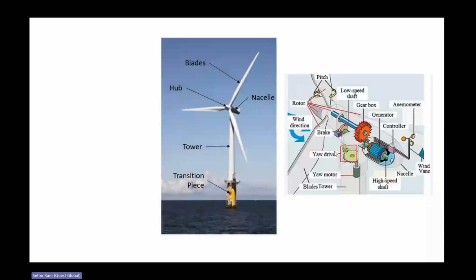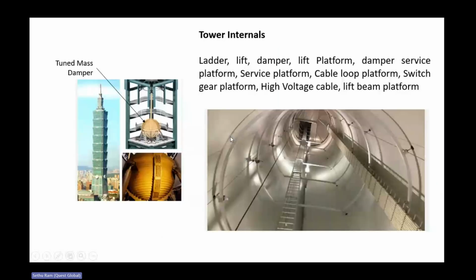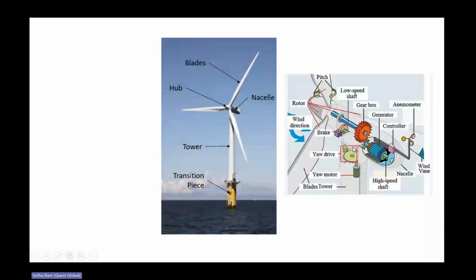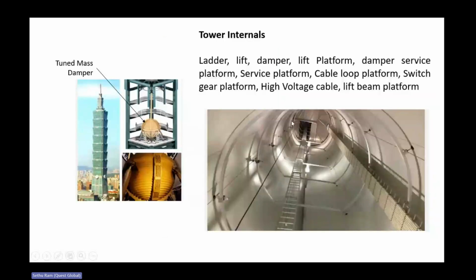Other than this, we have the tower. Whatever my energy domain experience is, my entire experience is in the tower only. In the tower, so many components will be there, like platforms and the ladder. This is the ladder. People who are working on or installing the wind turbines have to choose lift or ladder to reach the nacelle portion. So for that, the ladder is there, the lift is there, and a damper will be there.